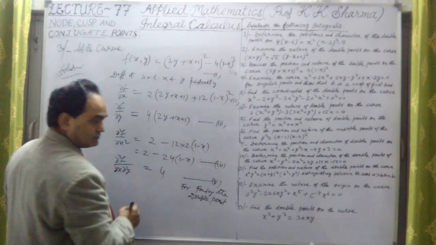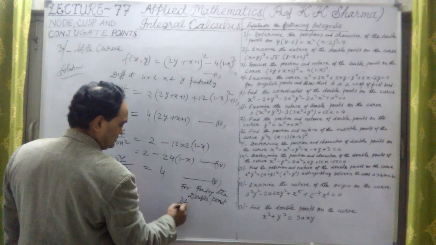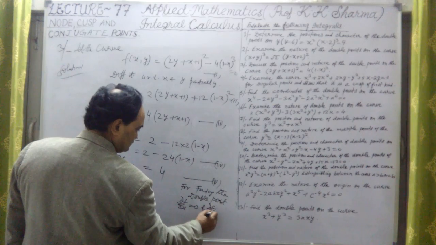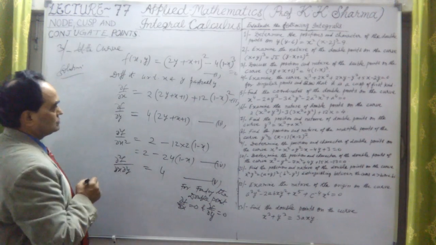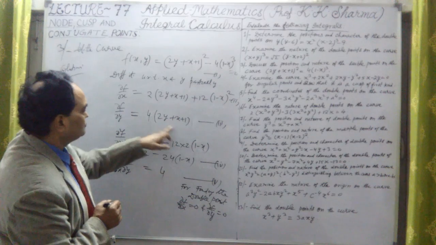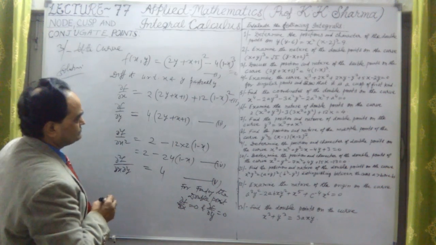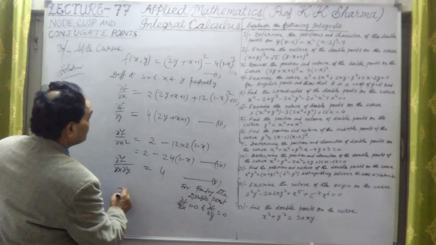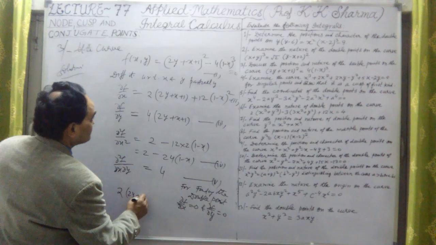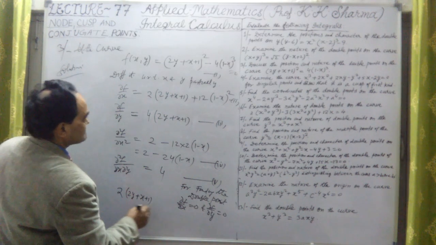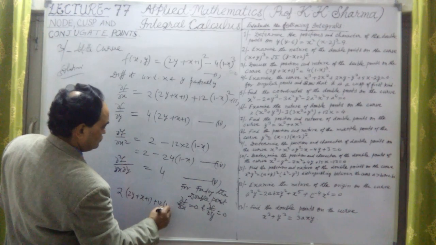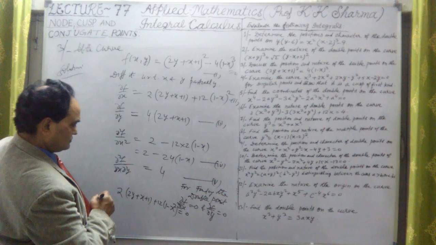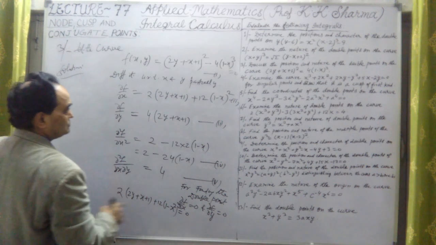what we do, we put del f upon del x equal to 0 and del f upon del y equal to 0. So this equation equal to 0, this equal to 0. First equation is 0. This is twice into twice y plus x plus 1 plus 12 into 1 minus x whole square equal to 0. Okay, this equation is 0.